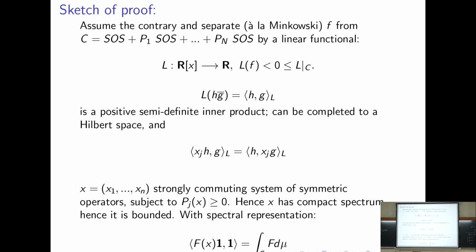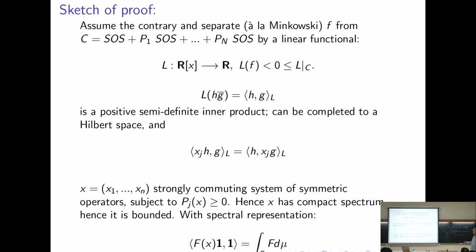I can define an inner product. It is non-negative definite, complete to a Hilbert space. And I remark that the multiplication with the variables are self-adjoint there. Now, a space means you integrate against a measure. So I'll get a measure very soon.